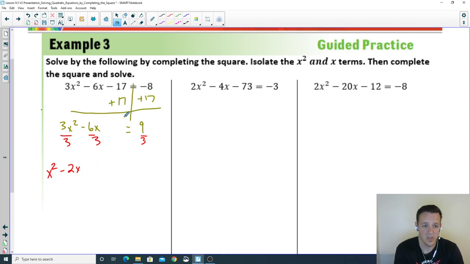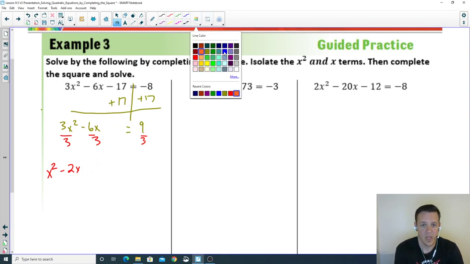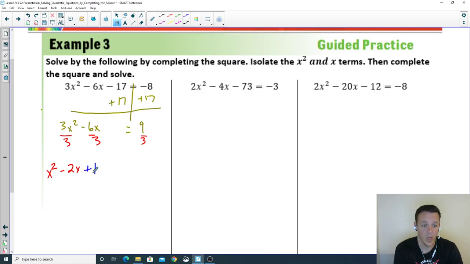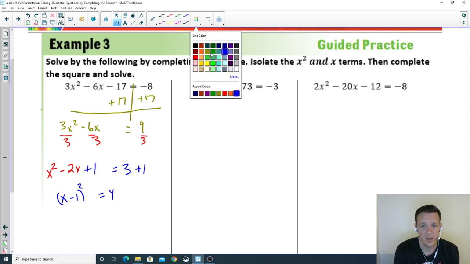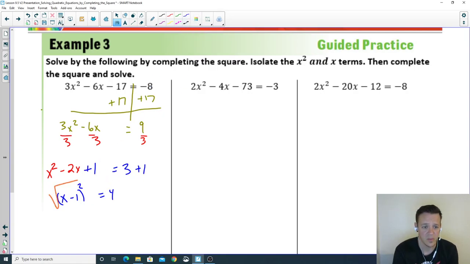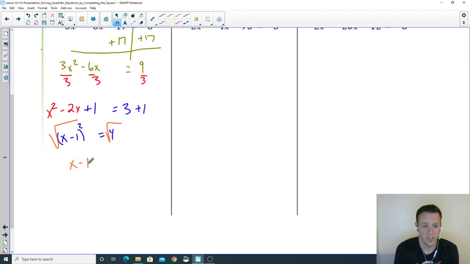And then I'm just going to complete the square right now. So that would be a plus 1 again, right? Because you take 2 divided by 2, then you square 1, that's a 1. And then this is going to be equal to 3 plus 1 over here. Now you have your setup. This would be x minus 1 squared equals 4. And then you have, once again, a perfect square setup, right? So your answer here would be x minus 1 equals plus or minus 2.